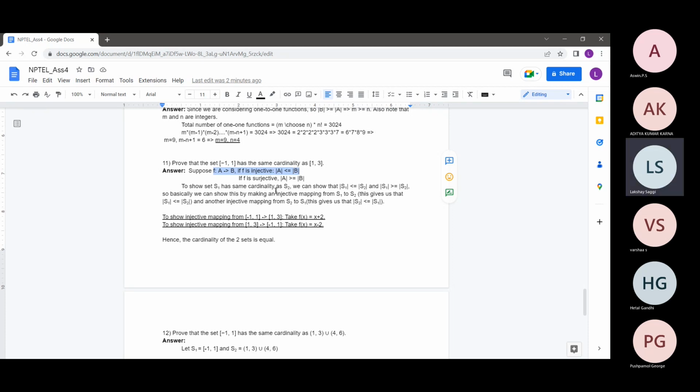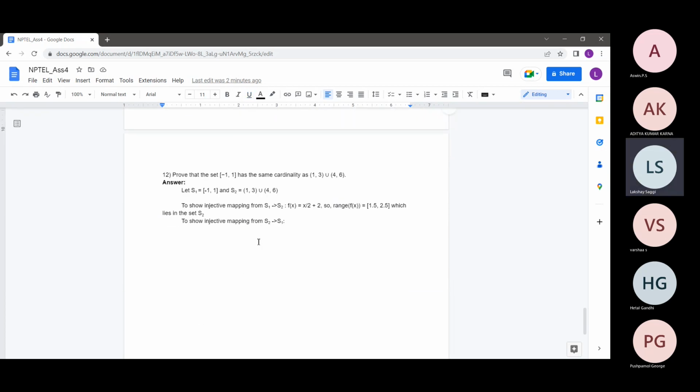So this basically means that suppose we make an injective mapping from S1 to S2. Then this will give us that size of S1 will be less than equal to size of S2. And similarly, if we make another injective mapping from S2 to S1, then this will give us that size of S2 will be less than equal to size of S1. So if we give these two mappings, even though these two mappings are different, these two mappings together will give us that size of S1 is equal to size of S2. Like in this question, we took the first injective mapping as x plus 2 and another as x minus 2. And from this, we were able to say that cardinality of the two sets is equal, right?